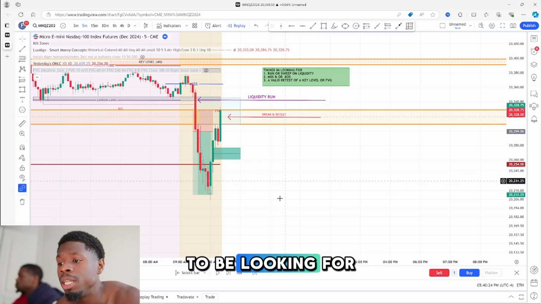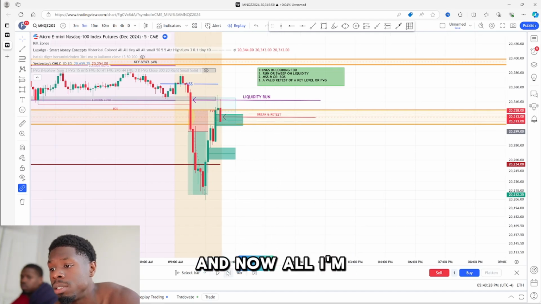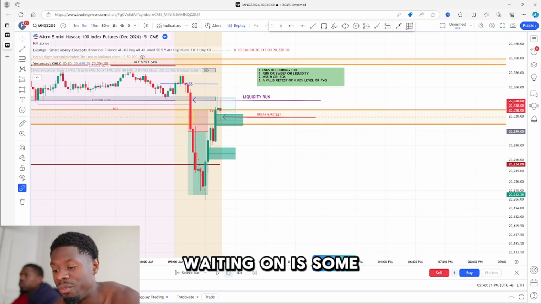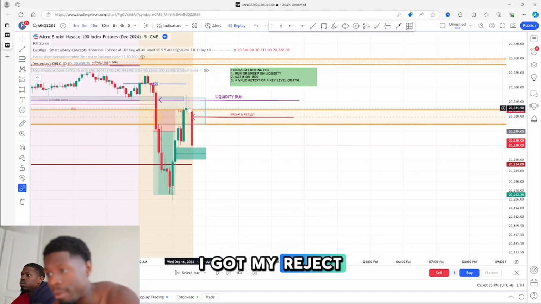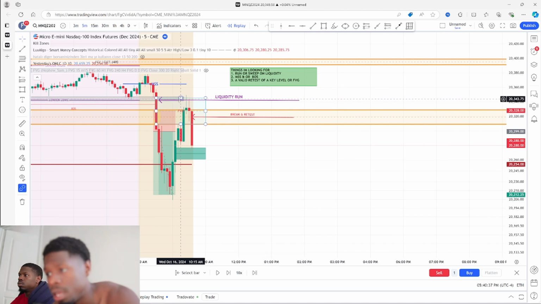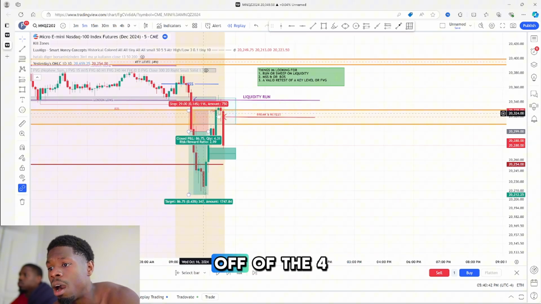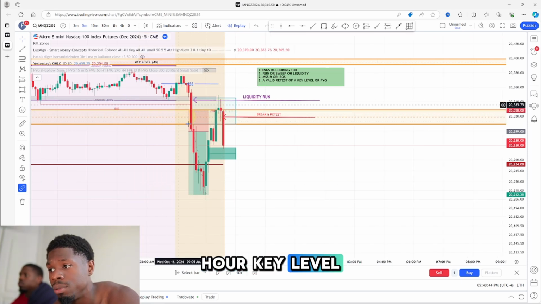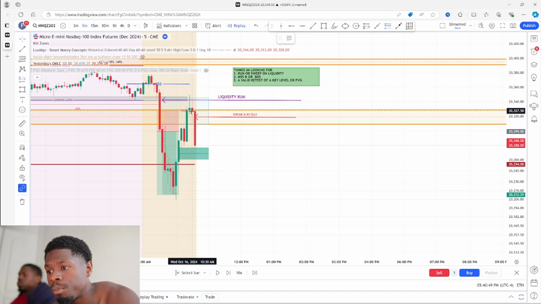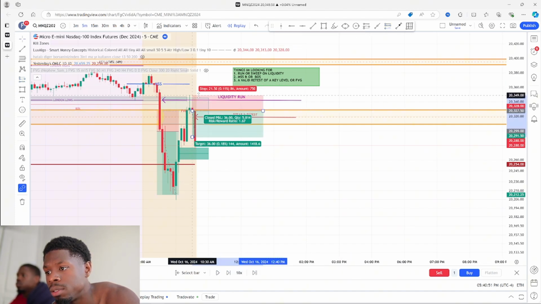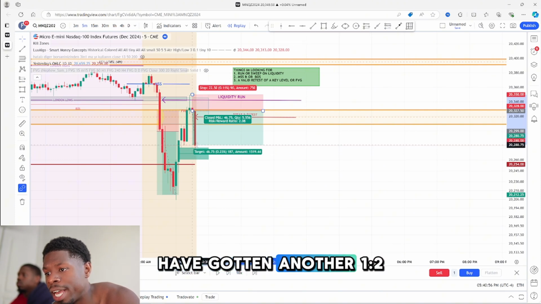So if I wanted to be looking for sales, I got my break and retest, and now all I'm waiting on is some valid price action. So at this point, I got my strong rejection wick off of this former level of support. I also got a strong rejection wick off of the 4-hour key level. At that point, you could have taken a sell right at the break of this candle, put your stop loss above this green candle, and you still could have gotten another 1 and 2.